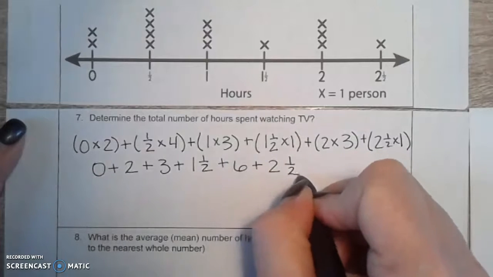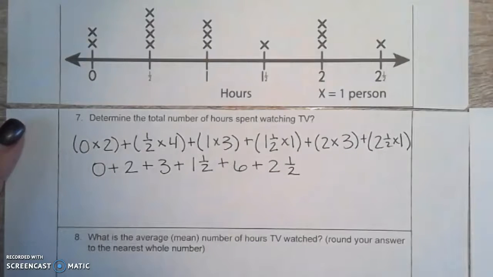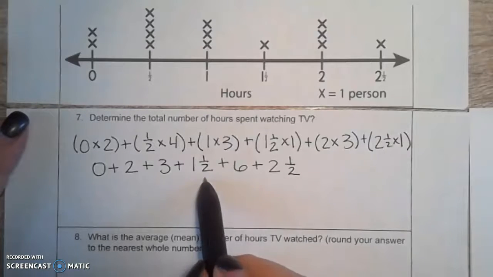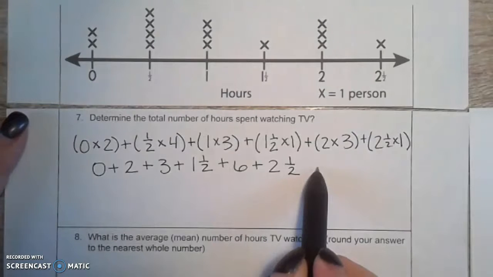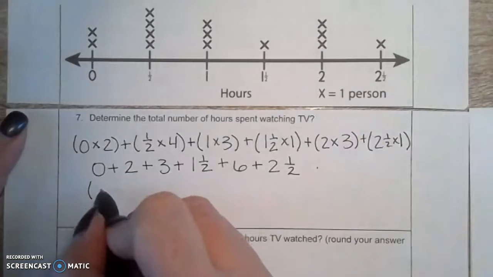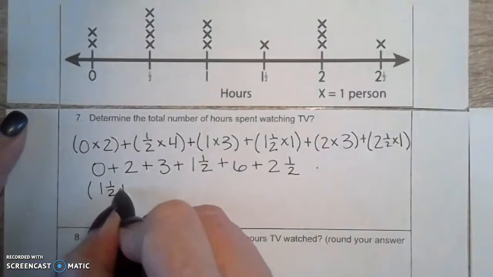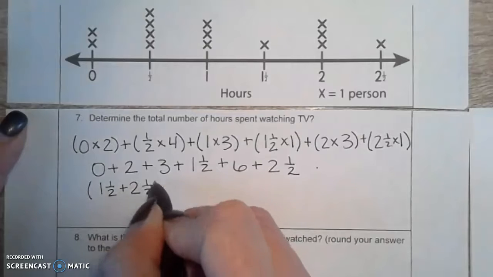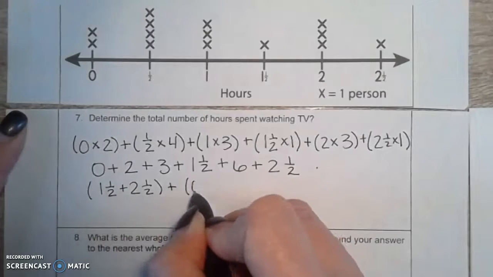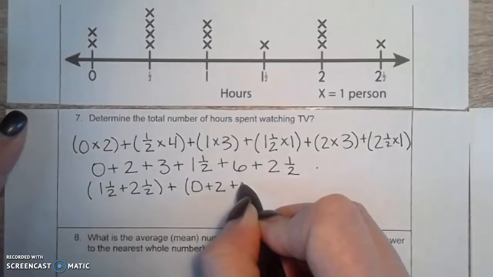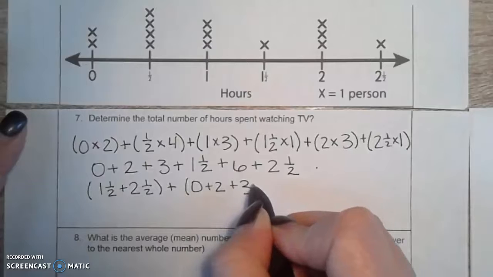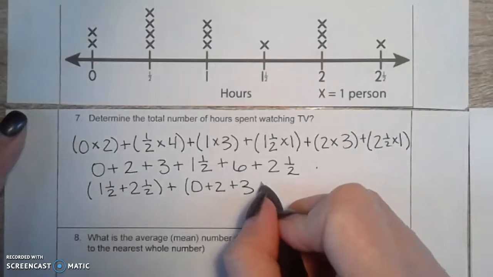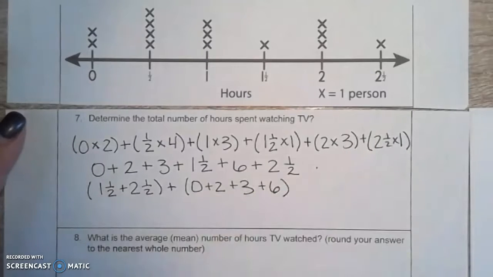So now I have a little bit shorter equation to solve here to try to add up all those numbers to determine the total amount of time spent watching TV. What I notice is I have 2 halves, and so I'm going to use the commutative property and associative to group them together. Commutative to move them next to each other, and then associative to group them. And then I'm going to put all the rest of the whole numbers, 2, 0, 2, 3, and 6, because those will be easy to add.